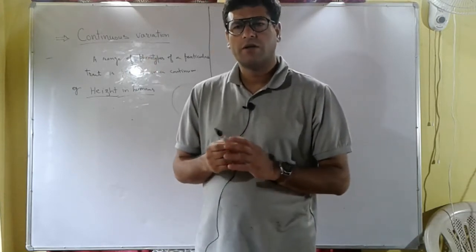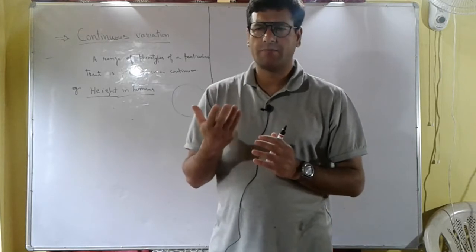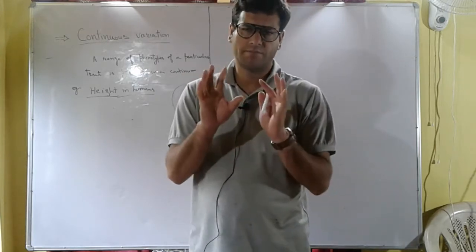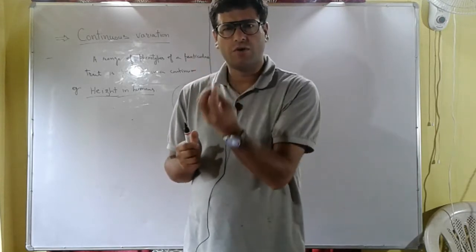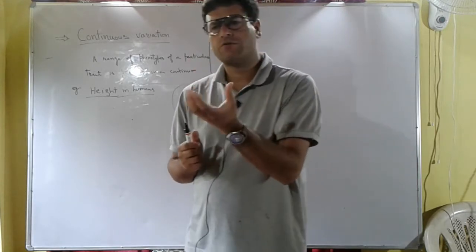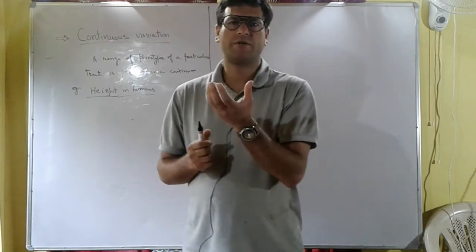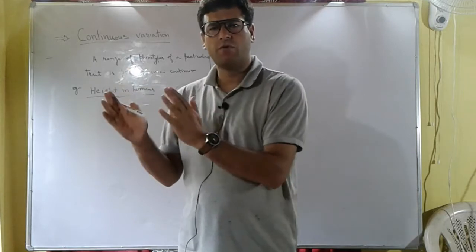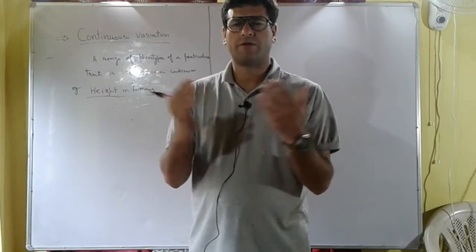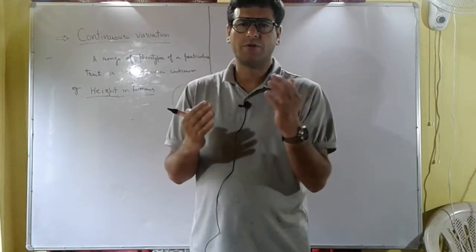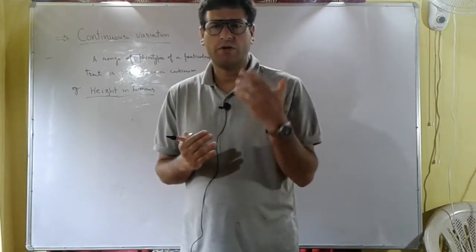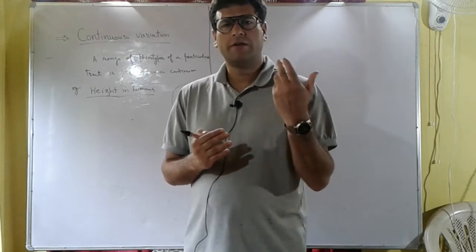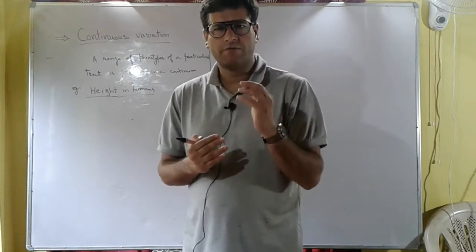For example, if the tallest person is 6 feet in a population, and the smallest person is, for example, 4 feet, that means in between 6 feet and 4 feet there would be different ranges of individuals. Some individuals would be 5.8 feet, some would be 4.8, some would be 5.5.